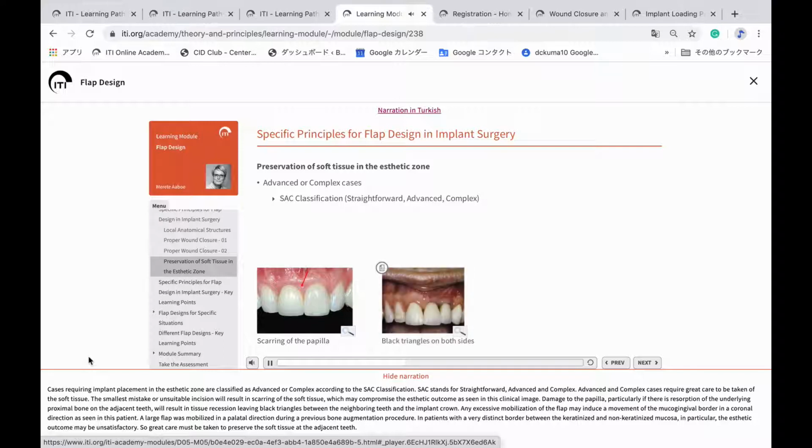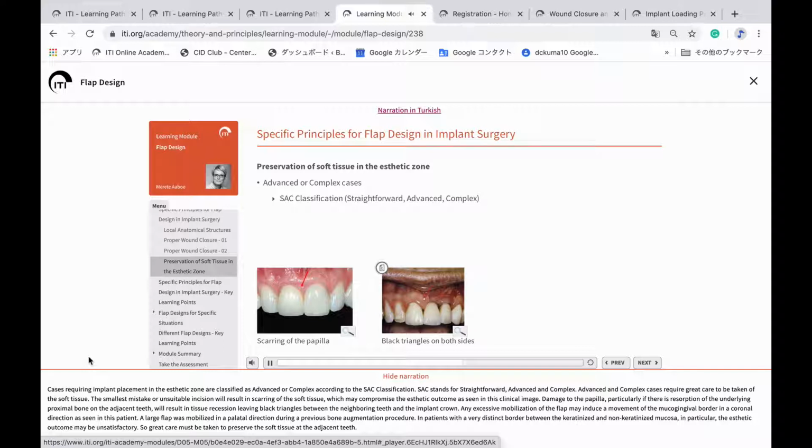Damage to the papilla, particularly if there is resorption of the underlying proximal bone on the adjacent teeth, will result in tissue recession, leaving black triangles between the neighboring teeth and the implant crown.